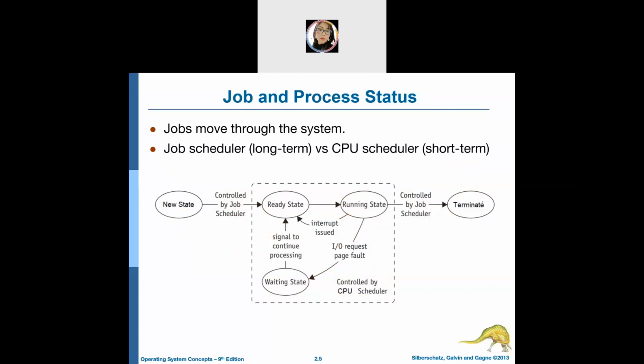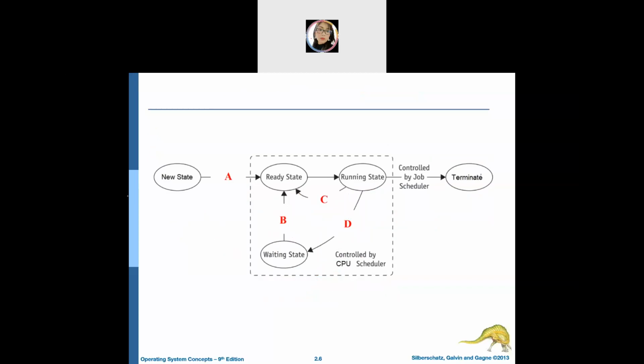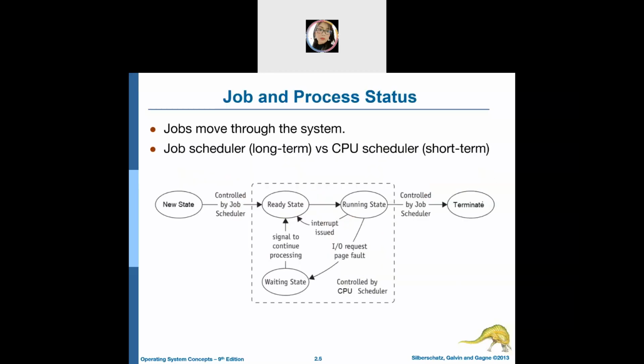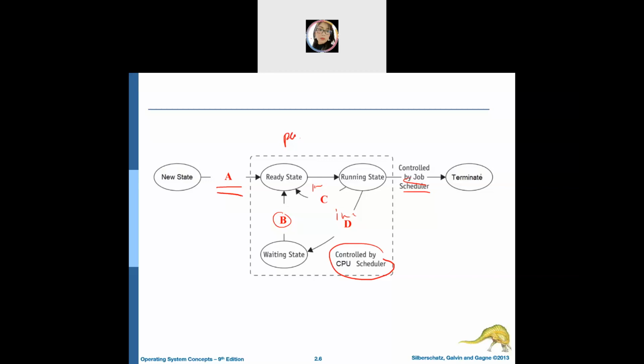We can remove any of this, give you the diagram like this, and you need to fill in. So you know that here is the job scheduler, here also the job scheduler, and inside will be the CPU scheduler. And this one is the interrupt, this one is input output, this one is the processing. So you need to memorize the diagram. Normally, this one will be asked in your part B.